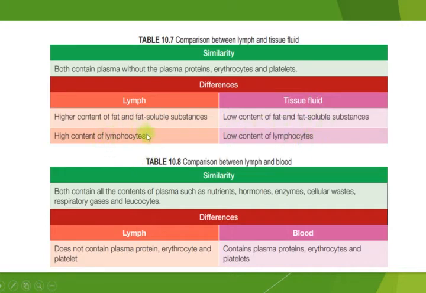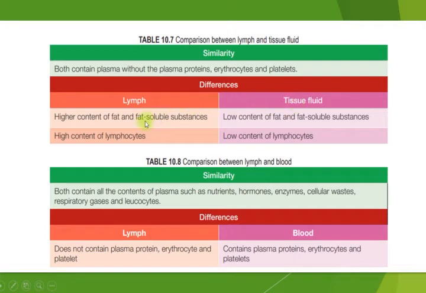Do you remember what a lymphocyte is? A lymphocyte is one of the white blood cells, which is an agranulocyte. What is the function of the lymphocyte? The lymphocyte will produce antibodies. So these are the differences between the lymph and the tissue fluid.